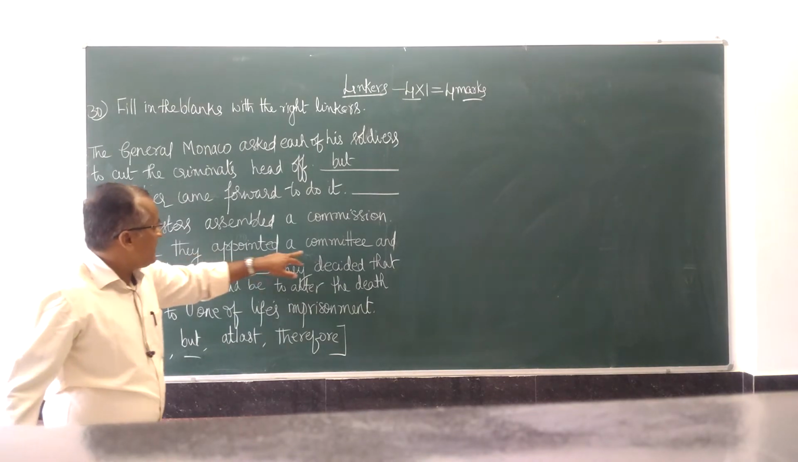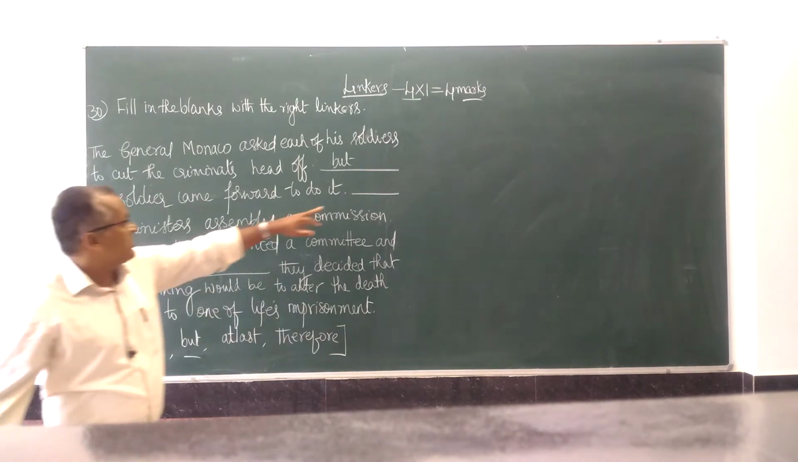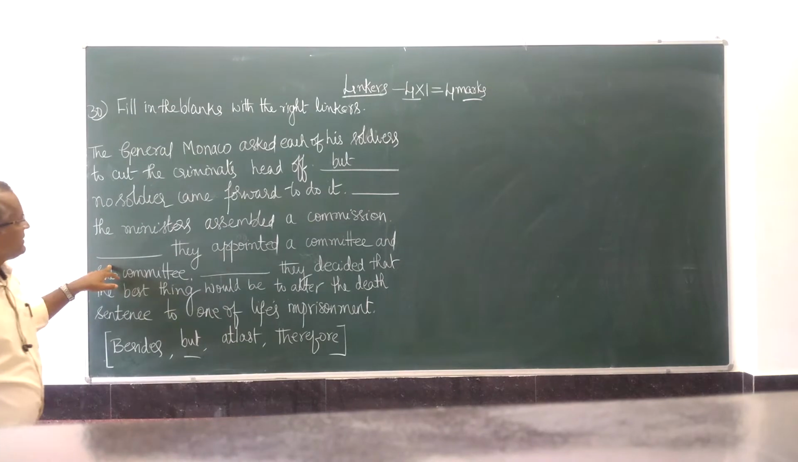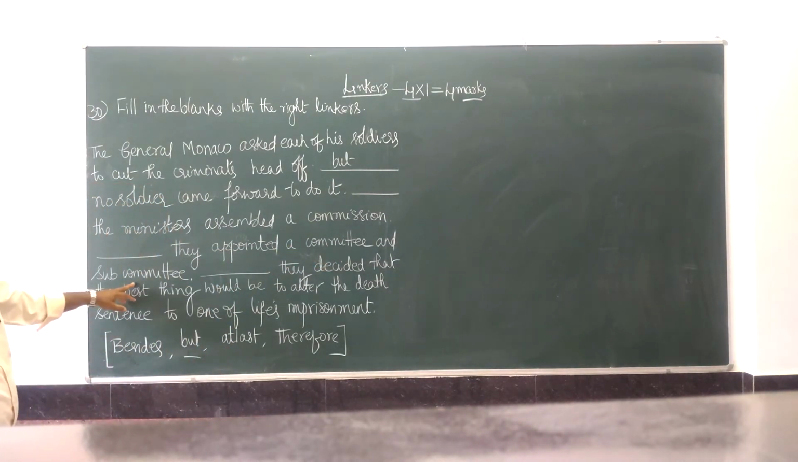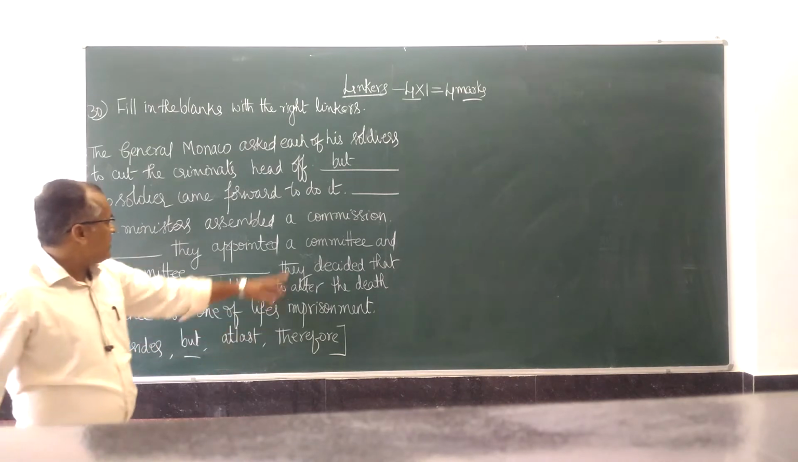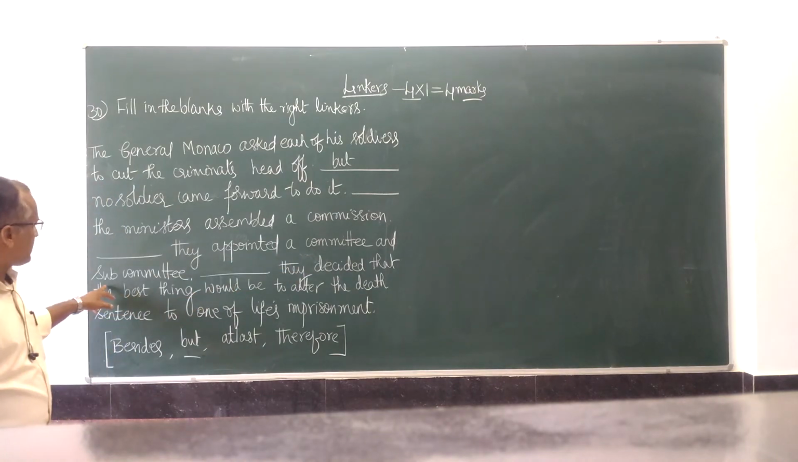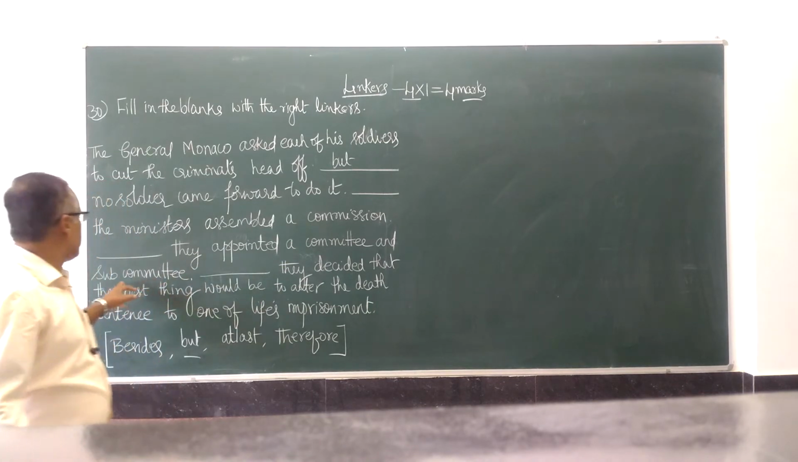Okay. And dash, they appointed a committee and subcommittee. We shall try with that, because since we could not decide upon this one, we shall try the next one. If I use besides, they appointed a committee and subcommittee. At last, they appointed a committee and subcommittee. Therefore, they appointed a committee and subcommittee.